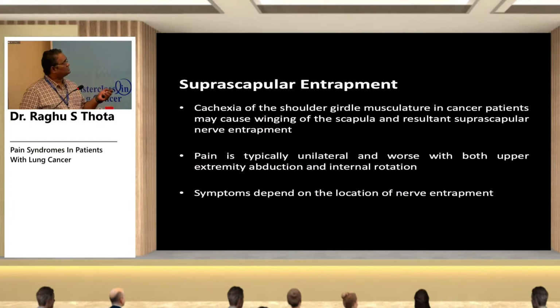Then suprascapular entrapment. Usually there's cachexia of the shoulder girdle musculature in cancer patients. It may cause winging of the scapula, and this winging of the scapula may result in suprascapular nerve entrapment. This is how the patients may develop the suprascapular nerve syndrome. Pain is typically unilateral, and it is worse with both upper extremity abduction and internal rotation. And it depends on where exactly the nerve entrapment is.